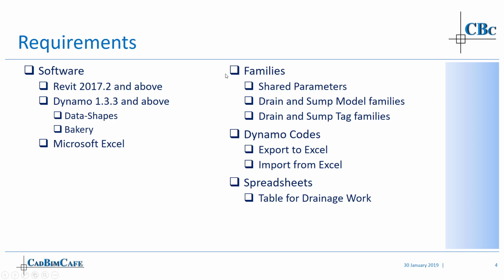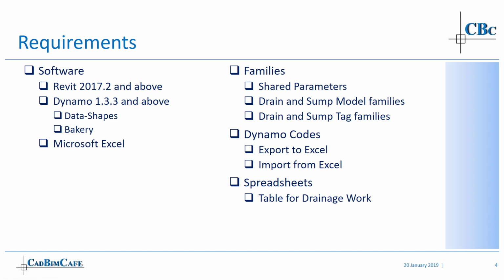Then coming to the families, we should have the drain and sump model families, and the drain and sump tagging annotation families as well. To let these 2 types of families, the model families and the tag families, communicate, we need shared parameters. Without shared parameters, these model families and tag families will not communicate very well.